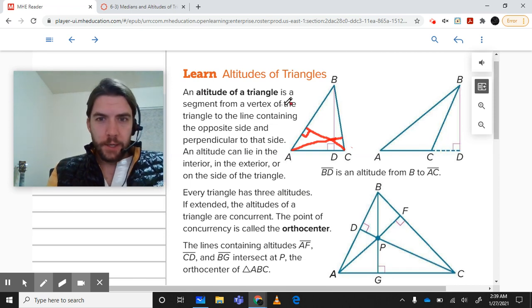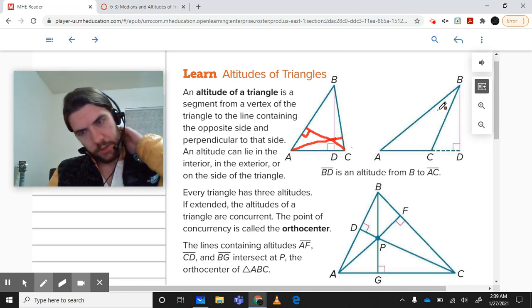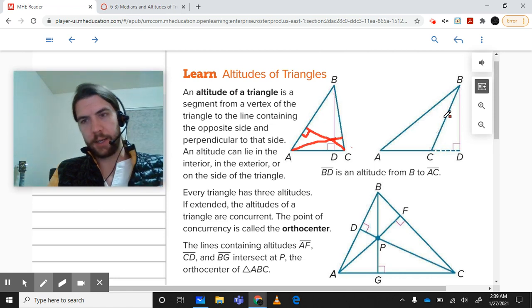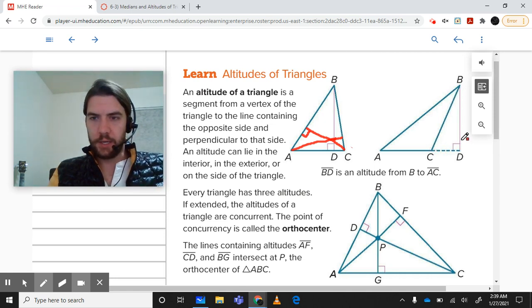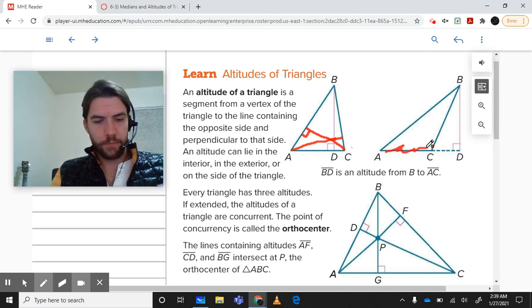Okay, so an altitude can lie in the interior, in the exterior, or on the side of the triangle. For example, for this triangle, just the way that it's drawn, we can't really draw a line that goes from this vertex and touches down somewhere in this A to C area. It just wouldn't work to draw it that way.